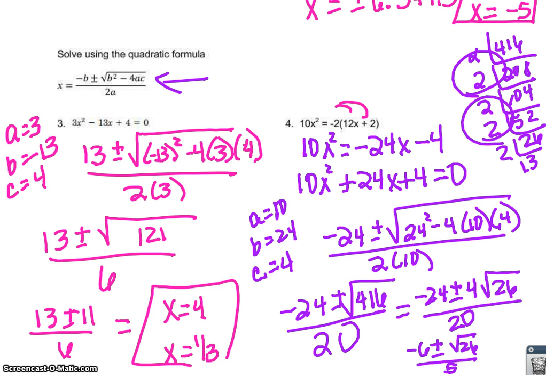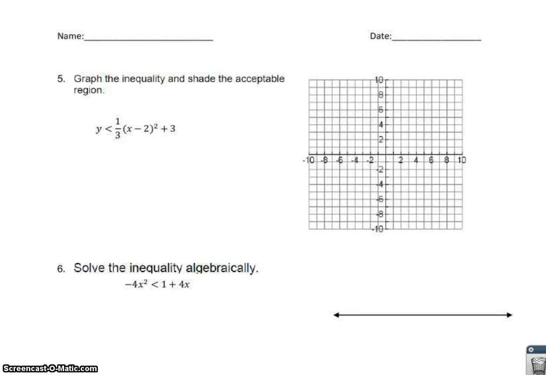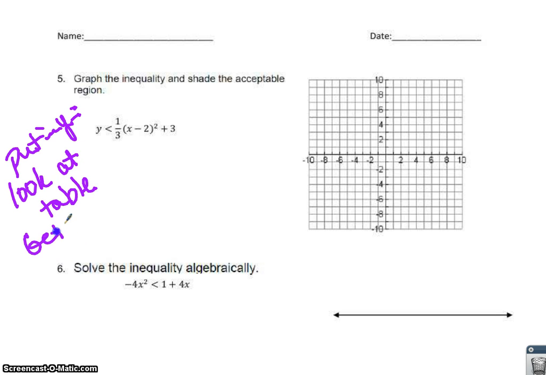Moving to the next page, we're going to be looking at quadratic inequalities. You are going to want to put this in y equal. You're going to want to look at your table and get some points. No specific points, just anything.